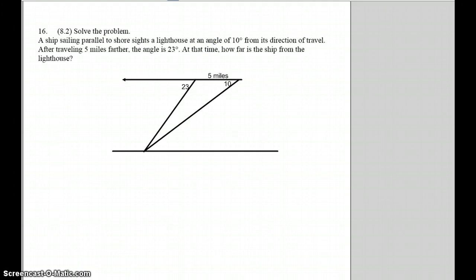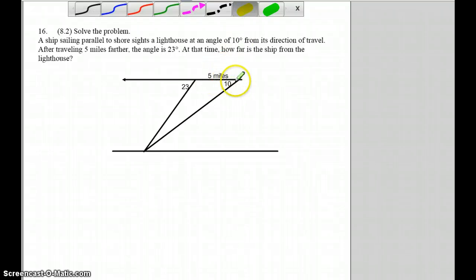If you look at the problem, you'll notice that they describe the ship's direction of travel, so this is the line that describes the travel. This is the line that describes the line of sight from the ship to the lighthouse. The starting point of the ship is right here, so let me call that S0, and the lighthouse is down here. The 10 degrees is the angle formed by the direction of travel and the line of sight.